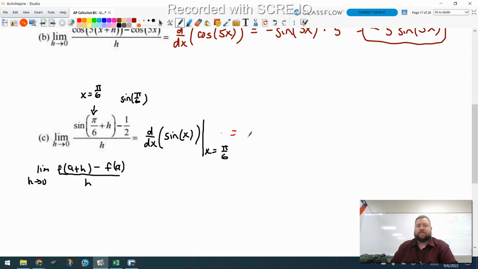So derivative of sine we know is equal to cosine of x. We're going to evaluate that at x equals pi over 6. So this is cosine of pi over 6, which we know is equal to the square root of 3 over 2.